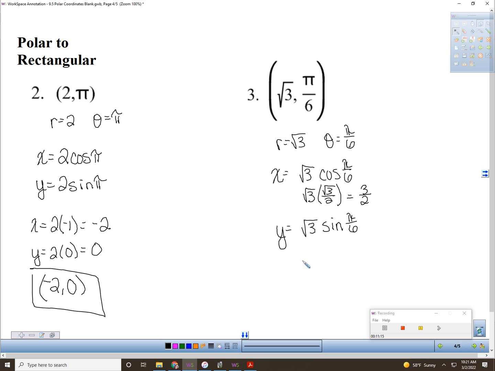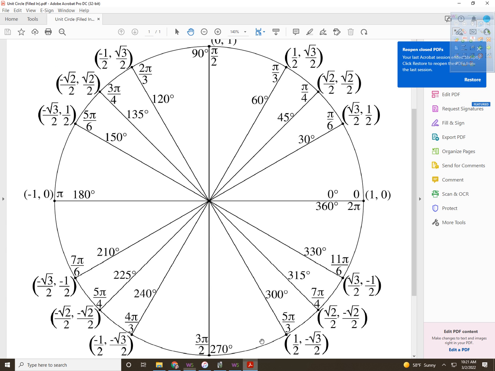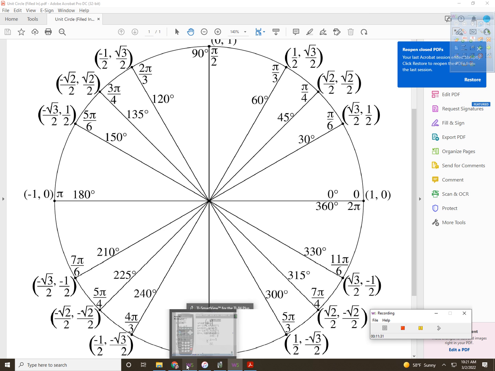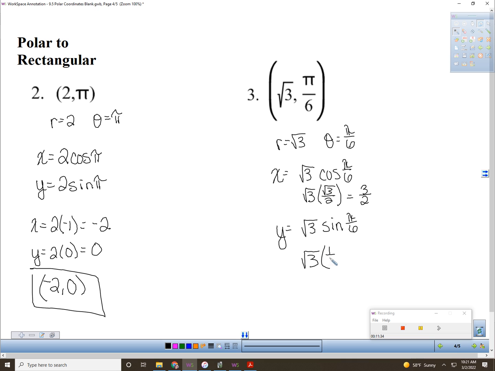And then I do the same thing here. So I have square root of 3 times whatever the sine of pi over 6 is, which in this case, if you look at pi over 6, sine would be the y value. That would be 1/2. So square root of 3 times 1/2, which gives me square root of 3 over 2. So my rectangular coordinates would be the x value, which is 3/2, and the y value, which is square root of 3 over 2. They're not always nice, neat numbers.